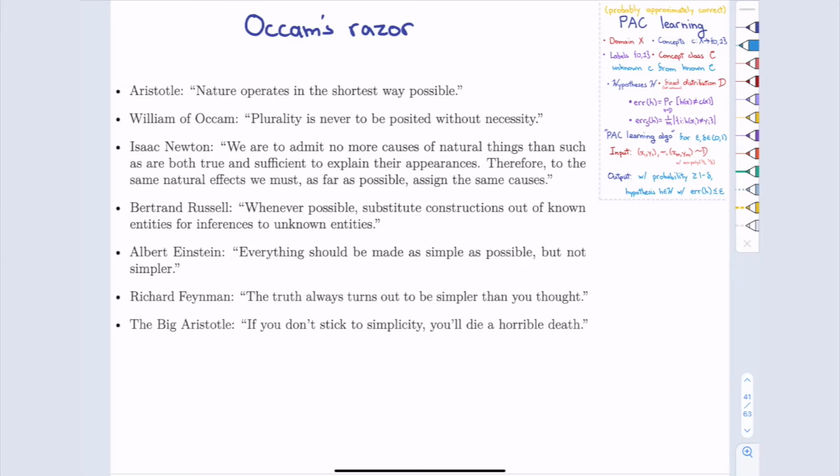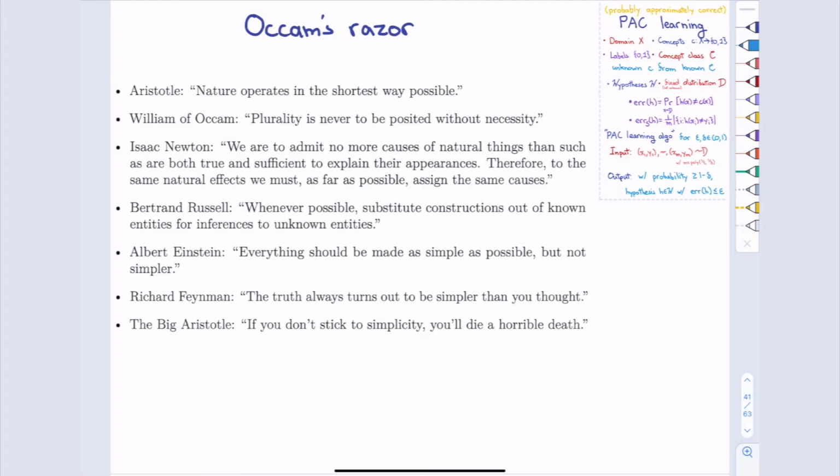Anyone know who the big Aristotle is? Well, you guys know who Aristotle is. You have some Greeks, I think. Who's the big Aristotle? Oh yeah, Shaquille O'Neal. I think he had some quote where he just wanted the ball. He said, if you don't stick to simplicity and give me the ball, then you'll lose.